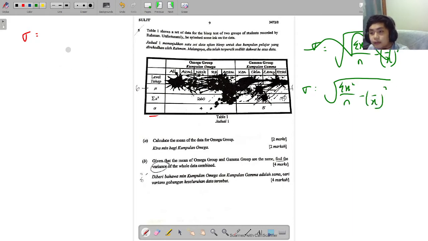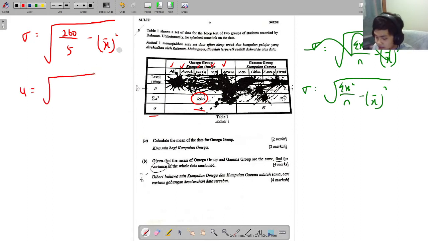So from here, we have sigma, which equals, we have a few values to work with. We have square root of summation x square, so it's 260. I know how many people there are: 1, 2, 3, 4, 5. I don't know the mean, but I know the standard deviation. So it's 4 equals the square root of 260 divided by 5 is 52 minus mean square.